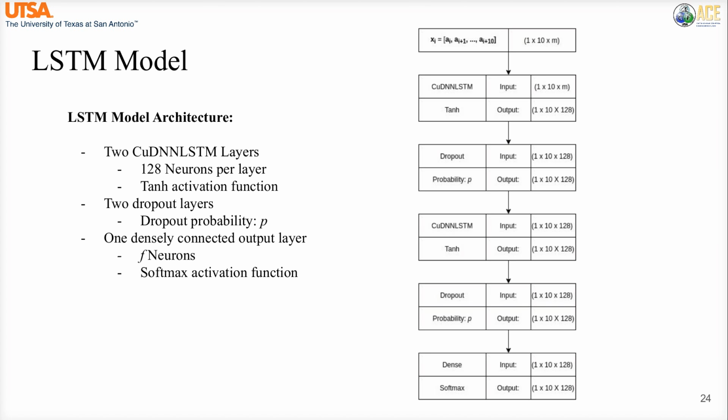As well as that, I'm using two dropout layers with a dropout probability of p. The idea with dropout is I'm trying to reduce overfitting by randomly dropping information from one neuron to the next neuron. Speaking of which, I used 128 neurons per CUDA LSTM layer. And then finally, for the output layer, I used a densely connected layer with F neurons, and F is the number of faults that I've recorded. And then I use the softmax activation function for that, which once again gives you a confidence interval as your output.